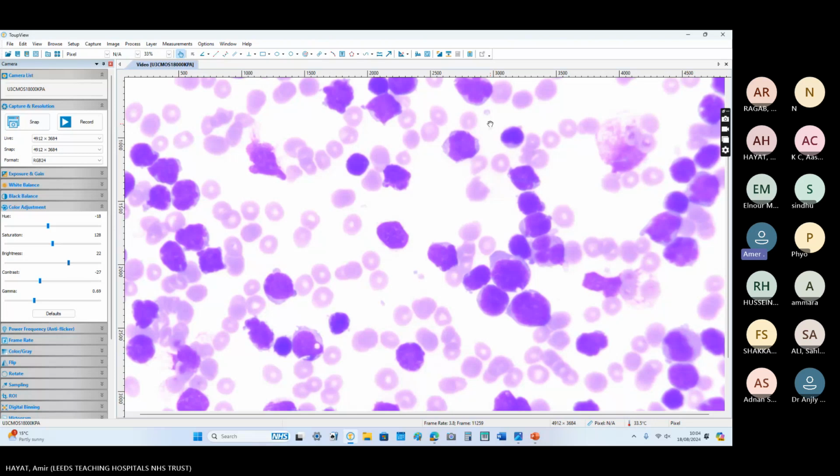Okay, so the last question in this patient would be the risk stratification. What are the high risk? What are the poor risk factors, and what are the standard risk factors?